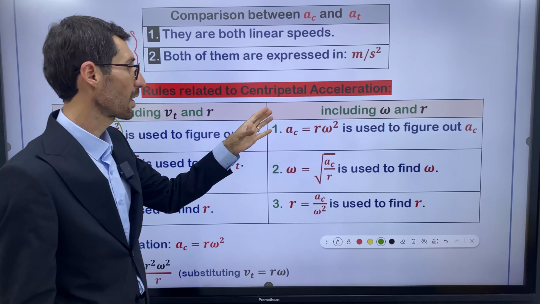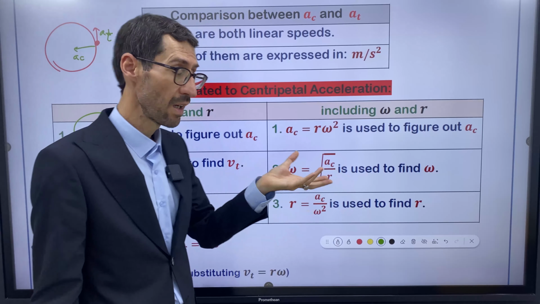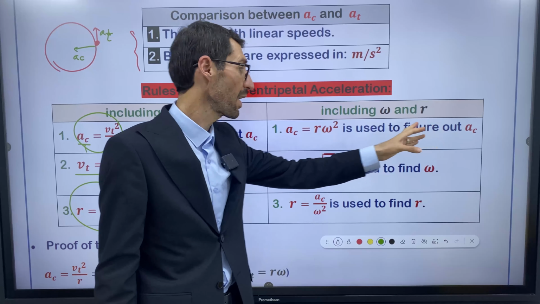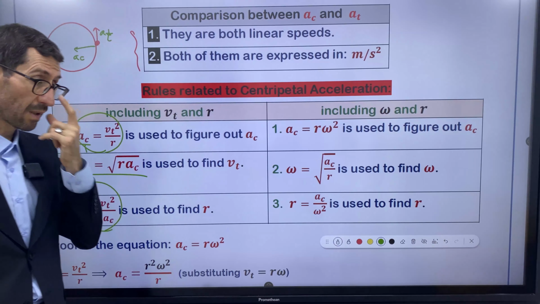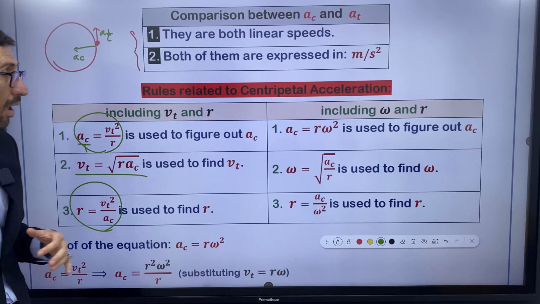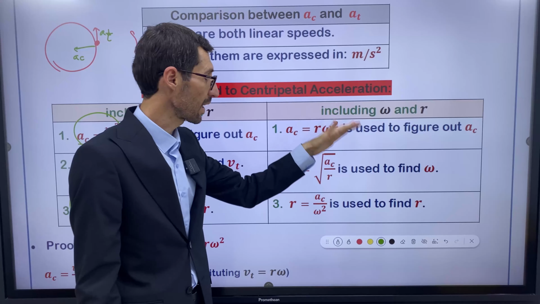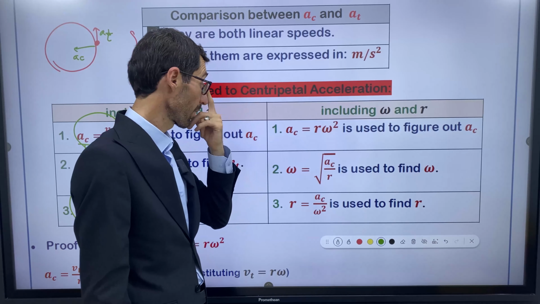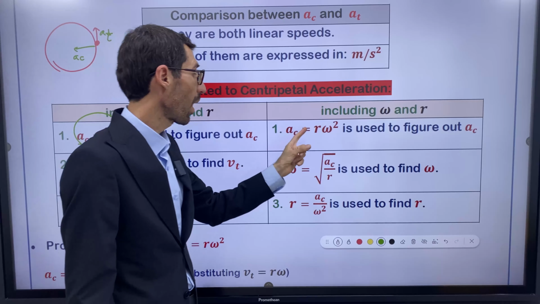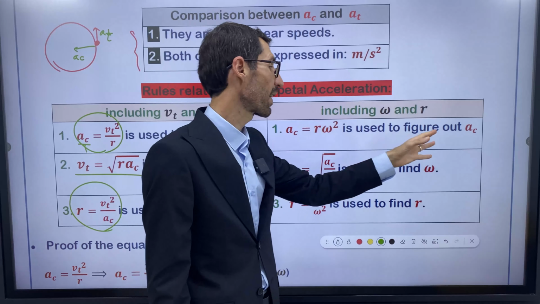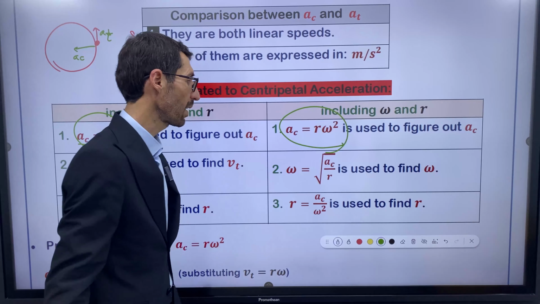Now the rules that have to do with AC, including omega and R. R is a common factor here, repeated in both types of equations. But here, in the second column, omega replaces VT. So AC is equal to R omega squared. It is used to figure out AC.